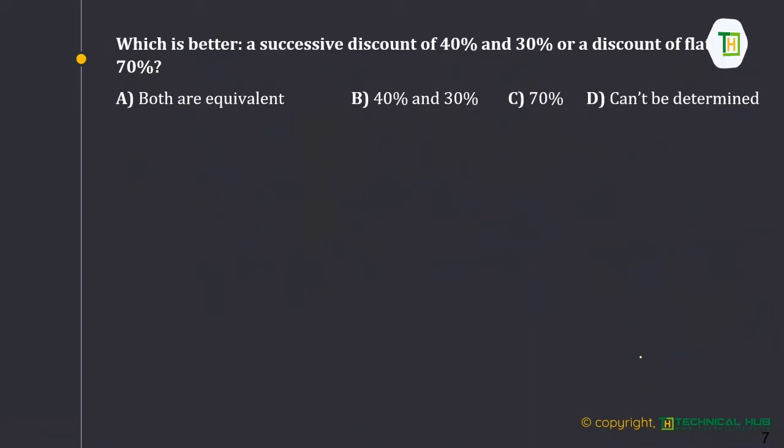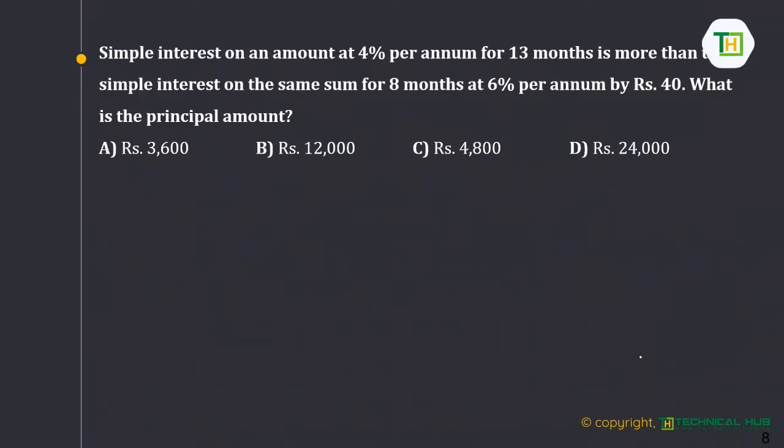Okay. Next, the simple interest on an amount at 4% per annum for 13 months is more than the simple interest on the same sum for 8 months at 6% per annum by 40 rupees. So what's the principal amount? Okay, I know the simple interest formula is PTR by 100. In the first case, the principal amount I don't know. It is for 13 months. So 13 months, how can I take it in years?